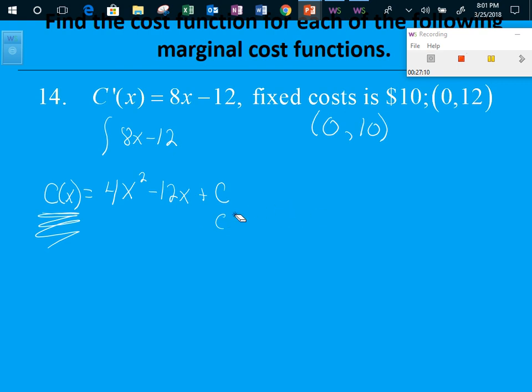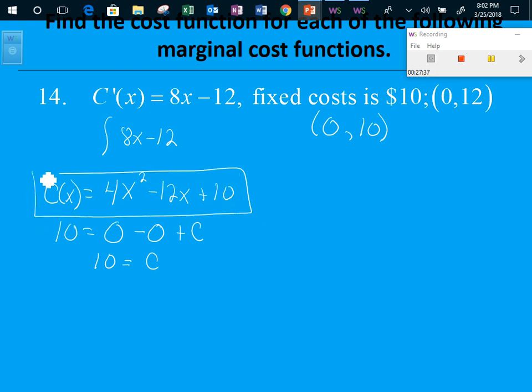Now, let's figure out the value of the constant c. So when I've had 0, my cost is 10. So let's go 10 equal 0 minus 0 plus c. So c must be 10. My ending answer, 4x squared minus 12x plus 10. I got 2 more coming your way, but they're going to run the same.